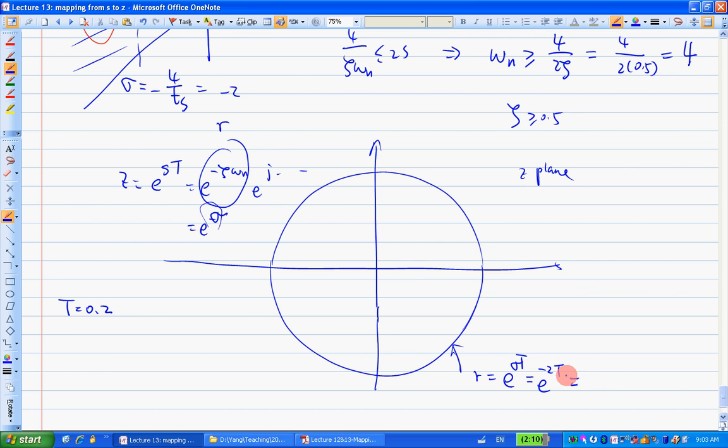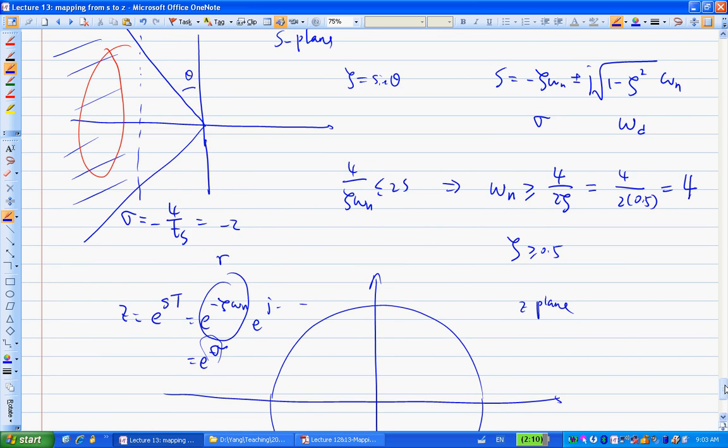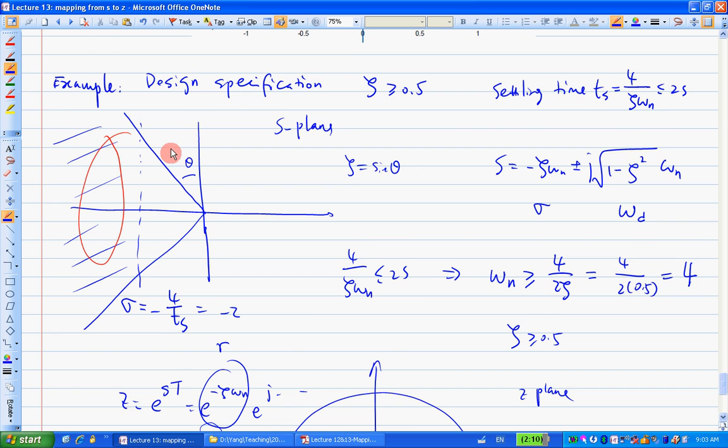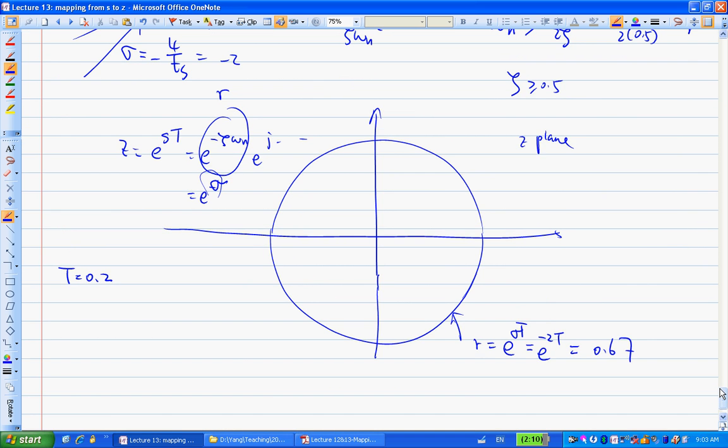So then you can calculate this, and that will equal 0.67. Okay, so that's the first mapping, based on this vertical line. The second mapping is the constant damping ratio. Constant damping ratio is mapped as a spiral. The current damping ratio is 0.5.